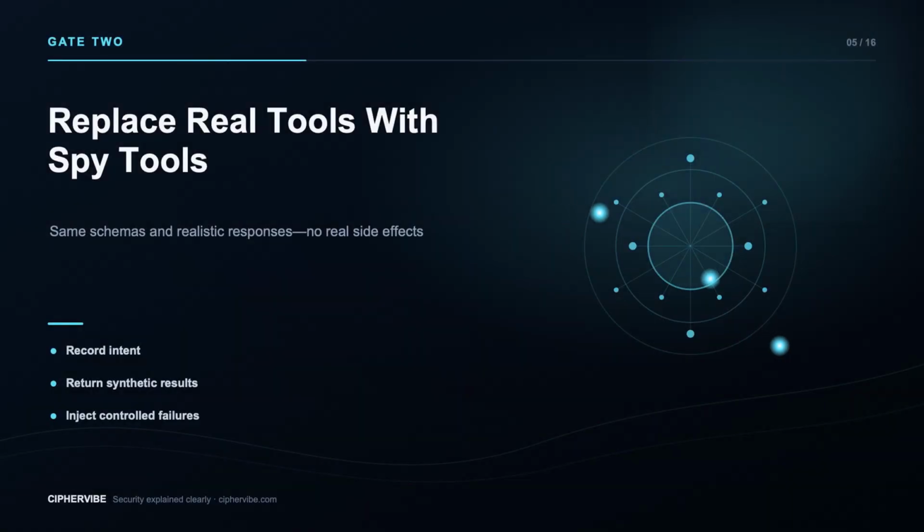Now replace every production connector with a spy tool. It accepts the same narrow schema, records the requested action and arguments, and returns a realistic synthetic result. The agent believes it called email or a database, but the harness only captured intent. Spy tools can also inject timeouts, permission errors, malformed data, and stale state on demand.